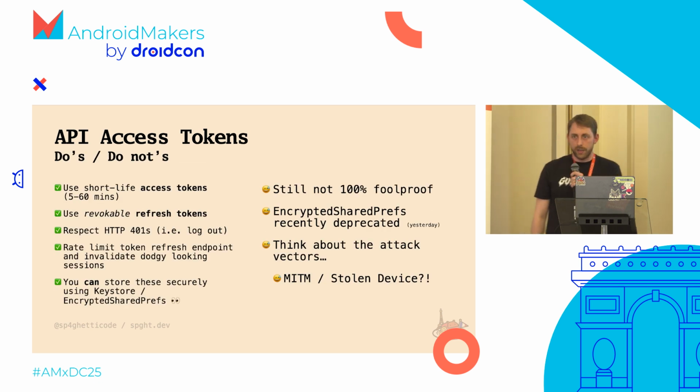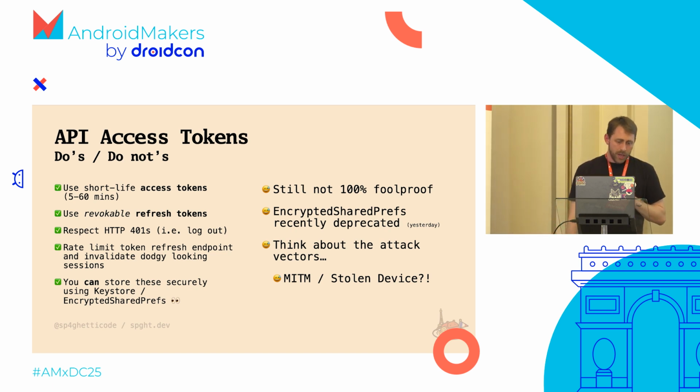So where am I going with this? There are some do's and don'ts when it comes to API access tokens. The first one is to use as short a life as possible, as feasible for your use case. So that might be maybe 5 to 60 minutes. You also want to make sure that your refresh tokens are revocable.